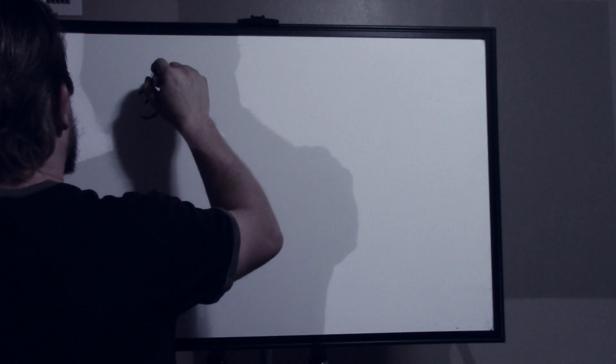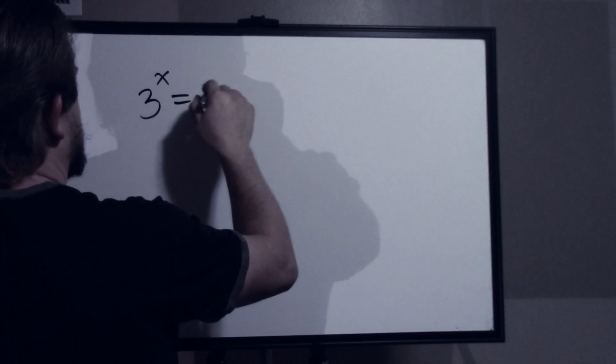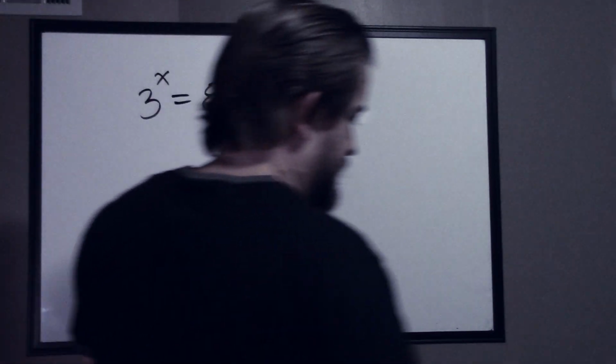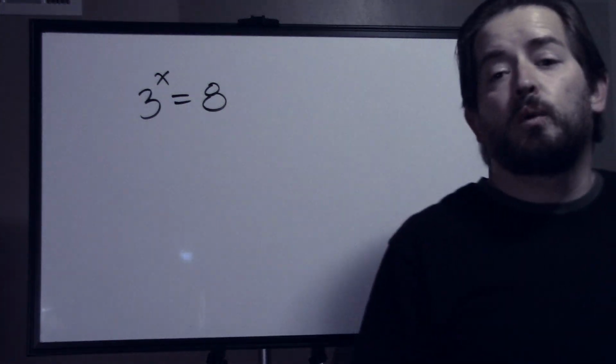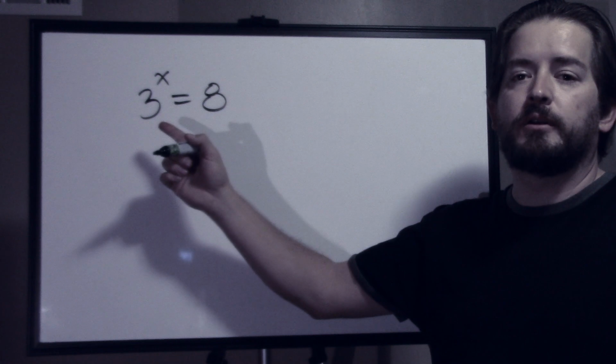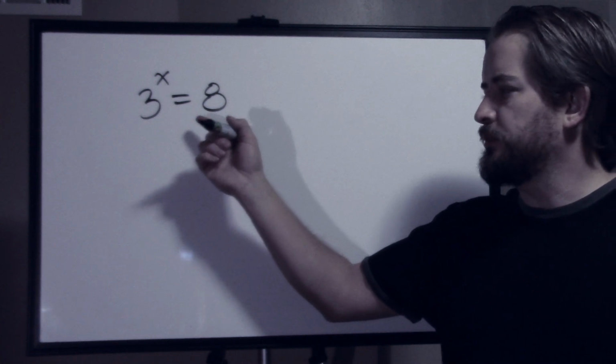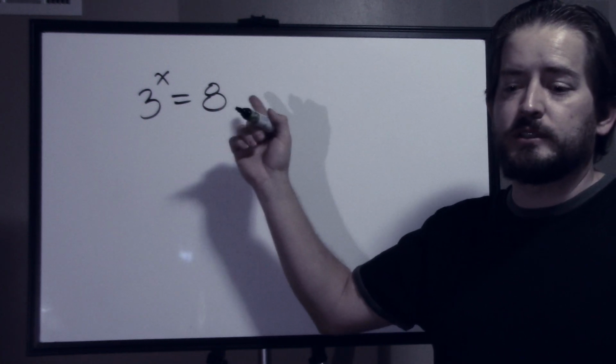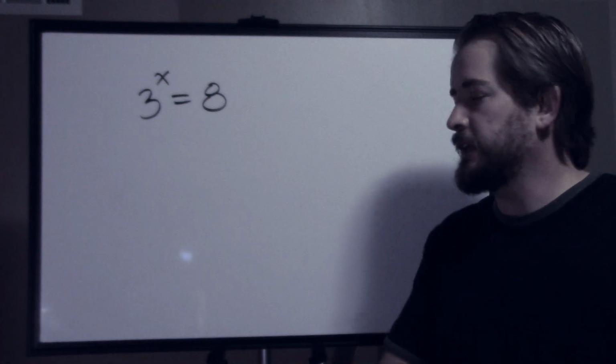Okay. If, however, I have something like 3 to the x equals, let's say, 8. Right? There's no way that I can turn both of these into 3 to some power just by saying, well, 3 to the 1 is 3, 3 squared is 9. I'm skipping over 8 altogether.